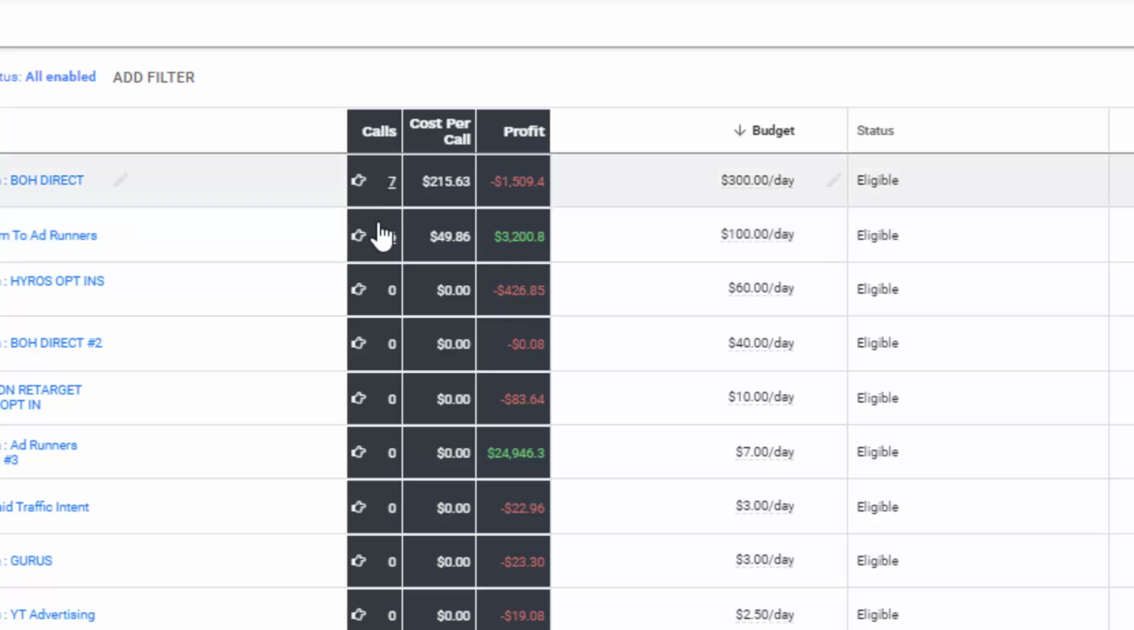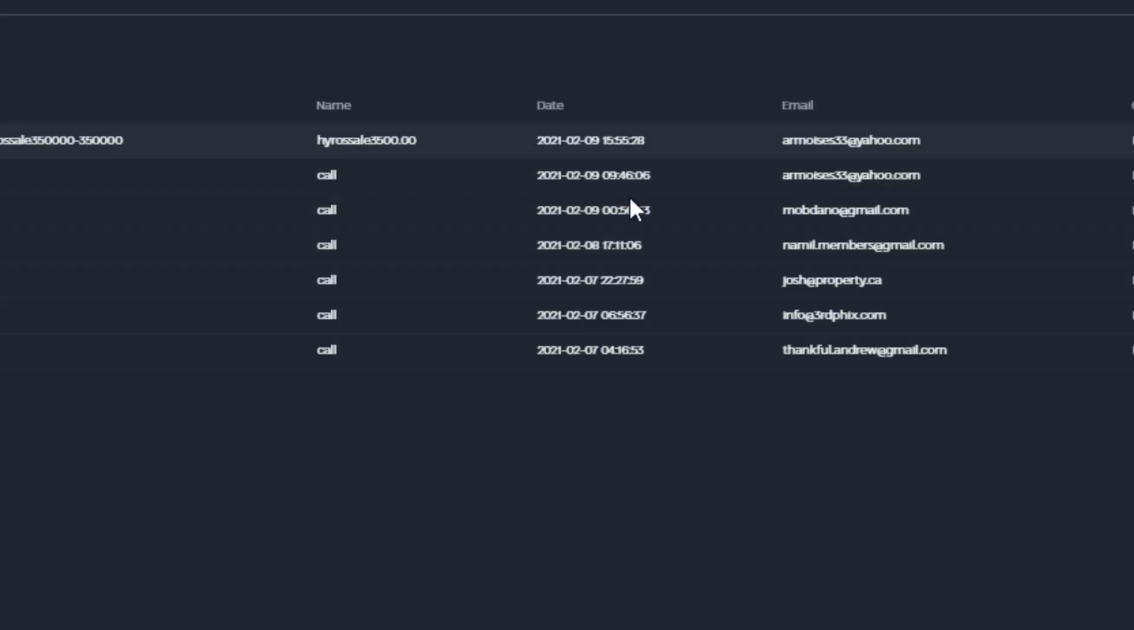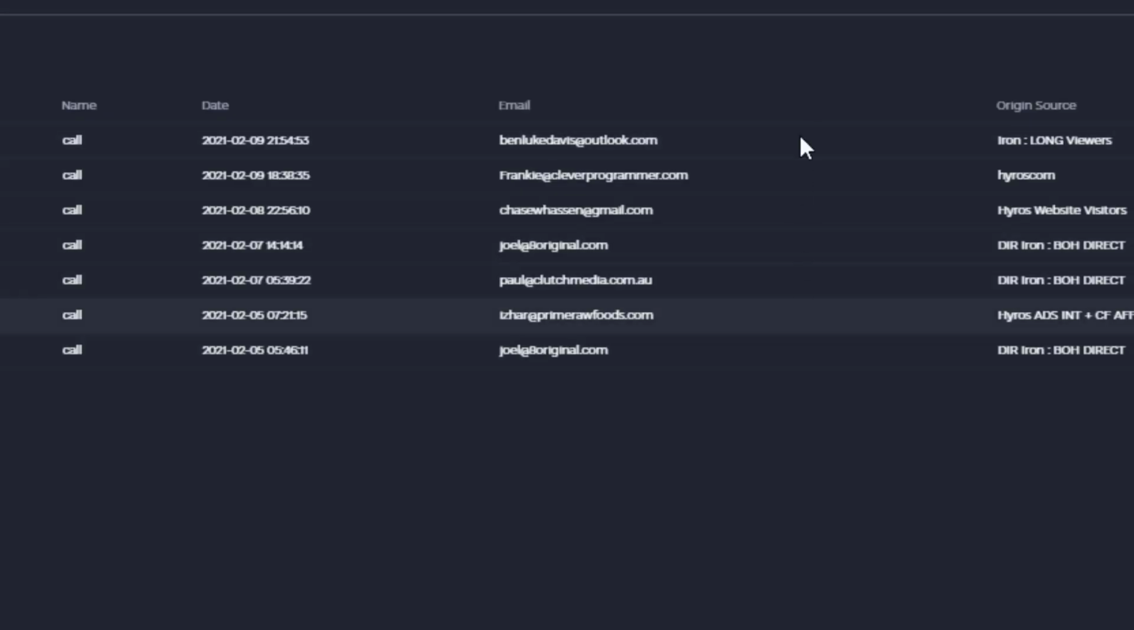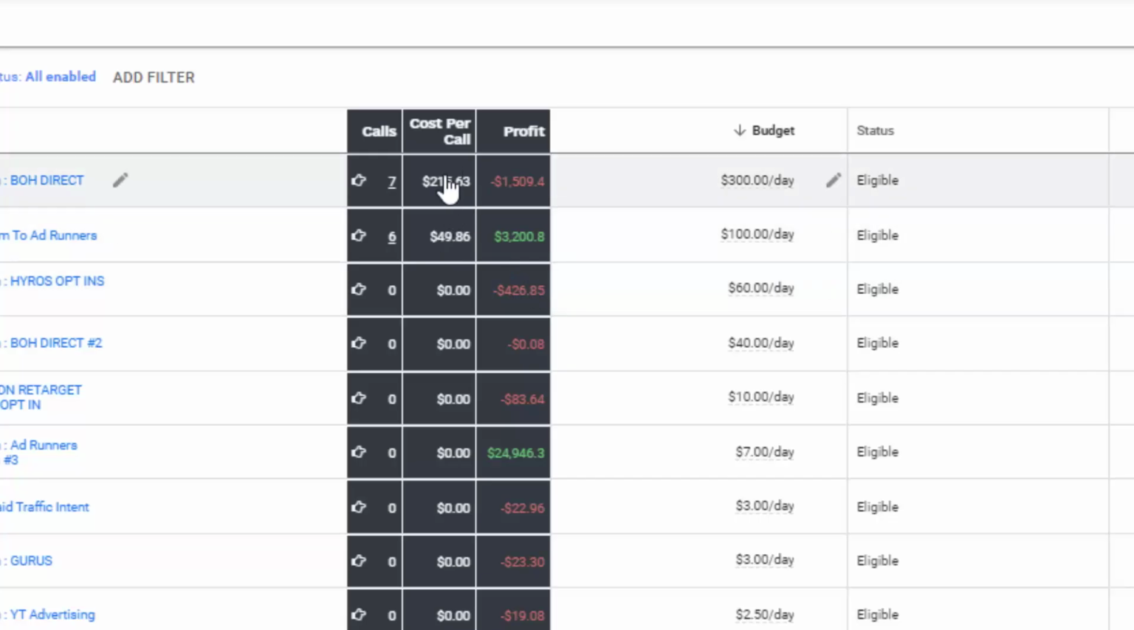Okay, you can see right here the cost per call on these is actually really good. This one is great, $49 cost per call. I can come in, verify, look at the stats in Hyros, see exactly who's booking calls and who's coming in. So the cost per call is looking amazing on both of these actually. $200 cost per call is amazing.